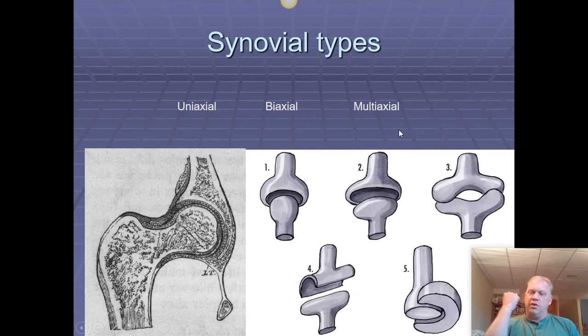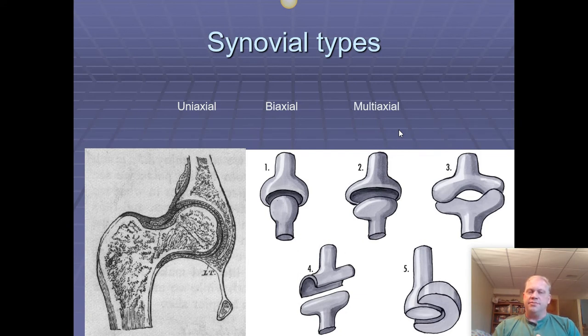Okay, uniaxial is like your elbow. You can only bring it one direction. You can't move it side to side. If I start to do this, that's my shoulder moving, not my elbow. So I can do it that way. If I take a look at my finger and bend it, I can only bend it like this. I can't actually bend it side to side. Now, your carpals and your tarsals, I know I can do this, but actually each individual bone in there only moves on one axis, okay?